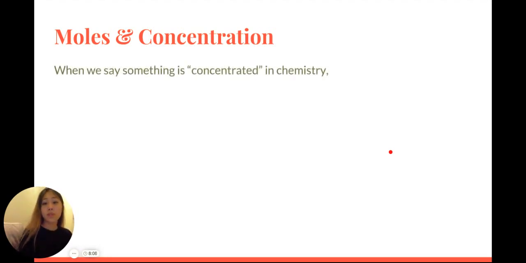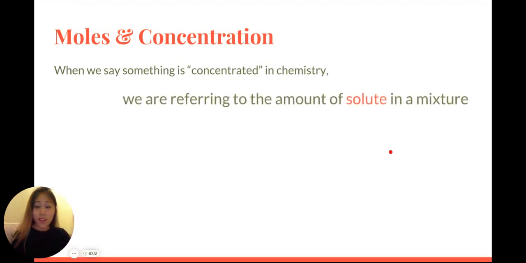When we say something is concentrated in chemistry, this means that we are referring to the amount of solute in a mixture, right? In a mixture, we have solutes and solvents. When something is concentrated, if you have a concentrated orange juice, then it means that you have a lot of maybe your orange juice powder, your solute, in your solvent of water when you were mixing it together to form your orange juice.